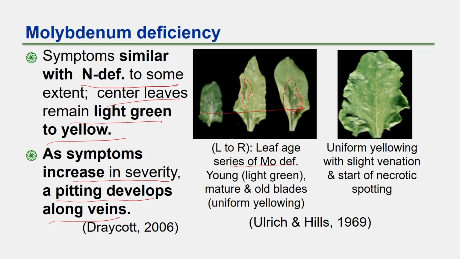Leaf age series of molybdenum deficiency: young, light green, this one, first one, and second one, mature leaf, you can see symptom, and old blades, uniform yellowing here. Uniform yellowing, you can see, is molybdenum deficiency here, and slight venation and start of necrotic spotting.